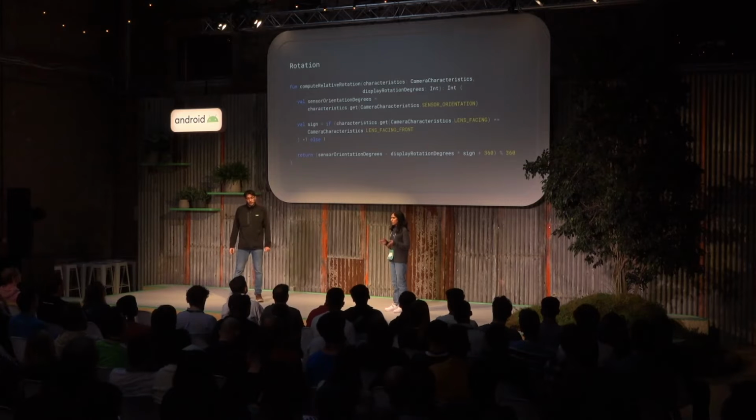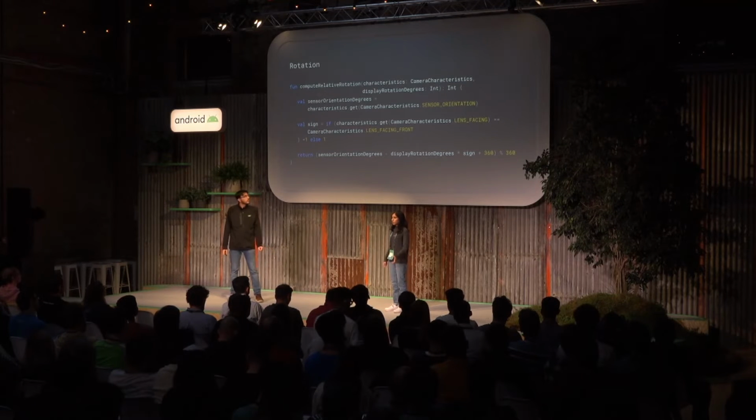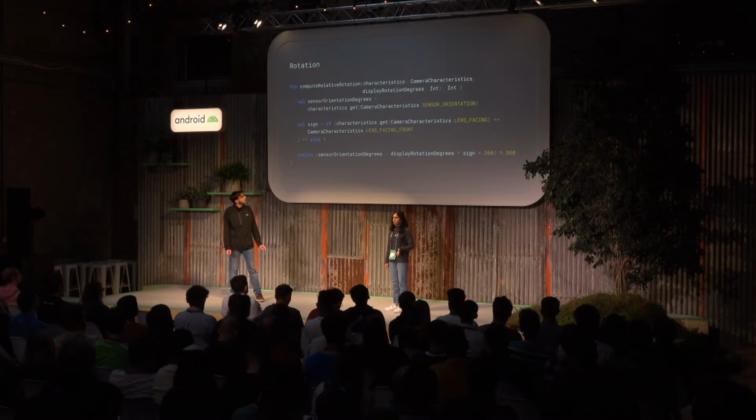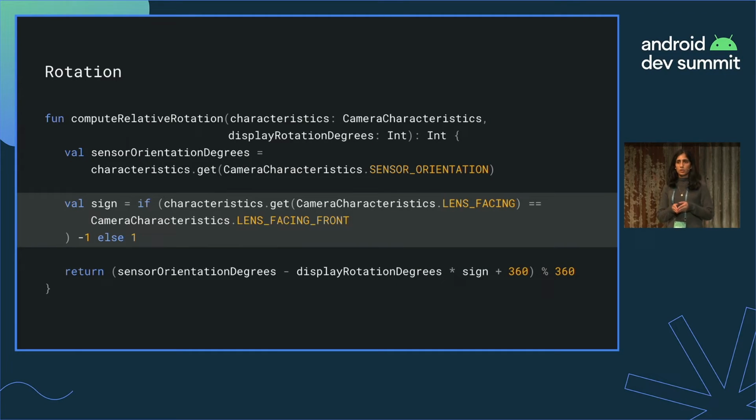Here we can see a code snippet that computes the rotation required in degrees to transform the sensor output orientation to the device's current orientation. The rotation needs to be either clockwise or counterclockwise, depending on whether the camera is facing the front or back of the screen.